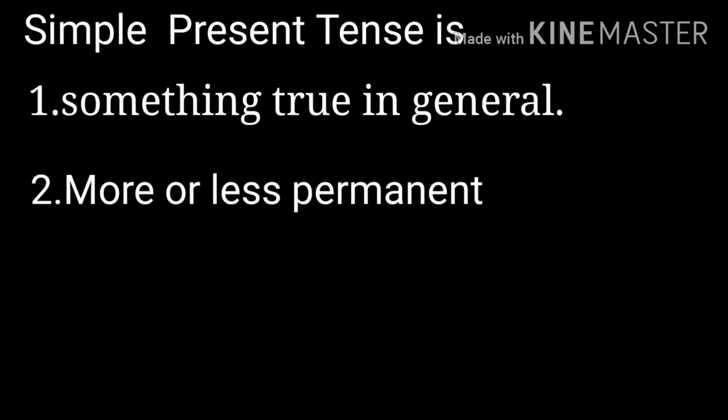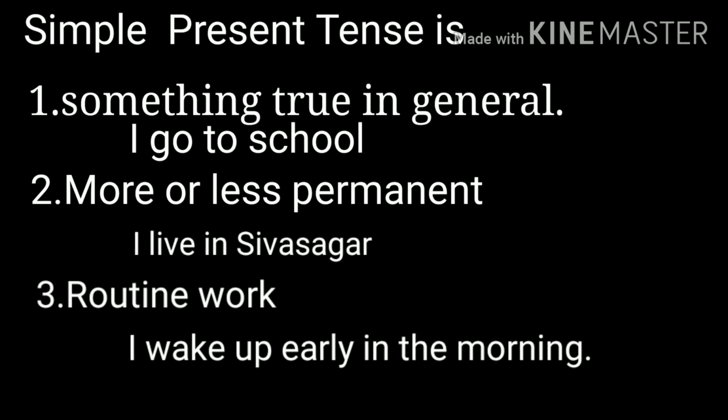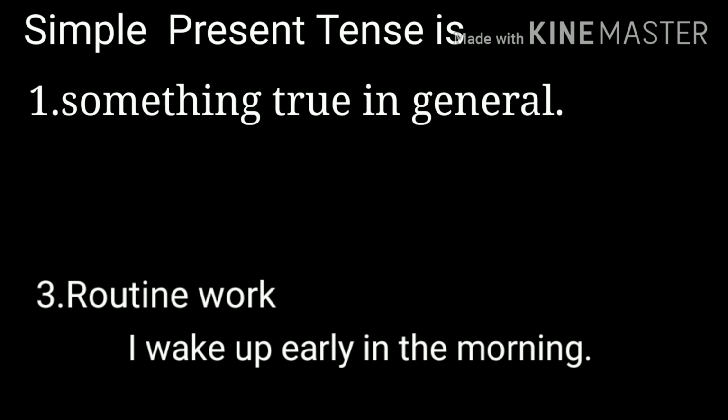Now let's see the uses of simple present tense. Firstly, we use simple present tense for something true in general. For example, I go to school. Secondly, we use simple present tense for something more or less permanent. I live in Sibsagar. Now I live in Sibsagar, this is more or less permanent. Number 3, in routine work. For example, I wake up early in the morning. So this is a routine which I follow.